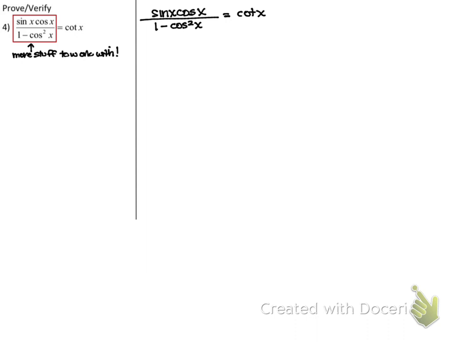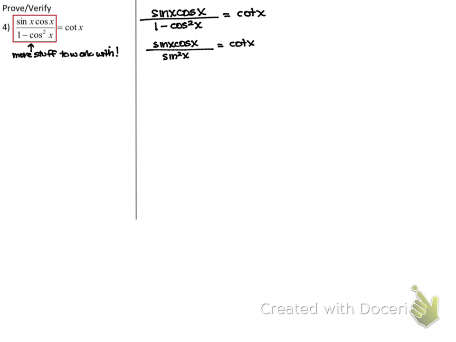Okay, so the first thing I saw was that identity on the bottom. I'm looking at this 1 minus cosine squared. I know that that is sine squared. So I'm going to replace what I had. I'm just going to copy down sine x, cosine x, because I haven't done anything with it yet. I'm going to use my Pythagorean identity and replace. Notice that I have equals cotangent x. I'm going to look at every single line. You can't have just nothing on one side of your equal sign.